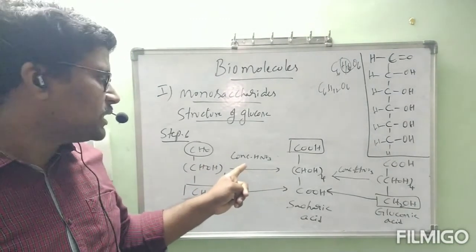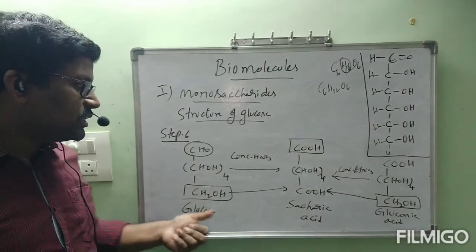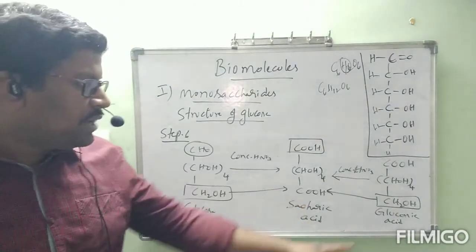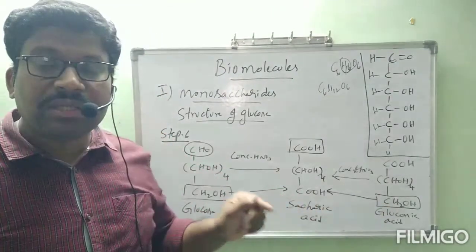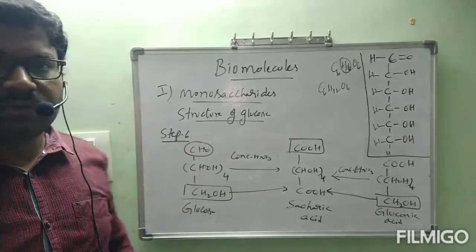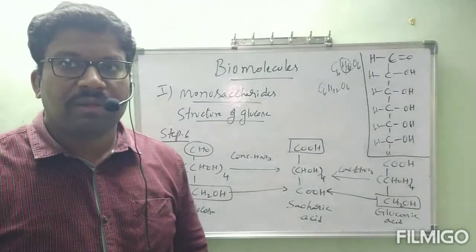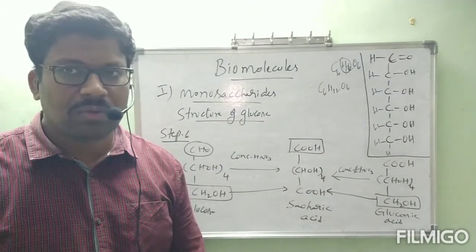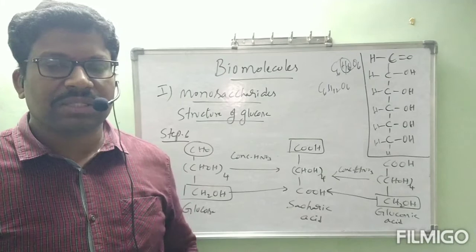By using this concentrated HNO3, the CH2OH is converted to COOH, directly alcohol to acid, without changing the carbon atom number. By using that, step 6, we can confirm the presence of a primary alcohol group in glucose. These are all total 6 steps.